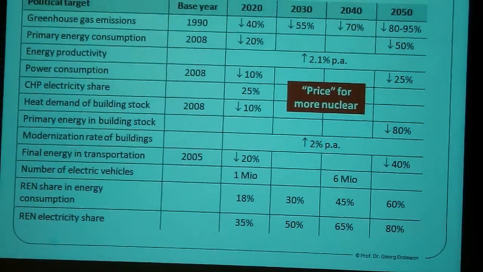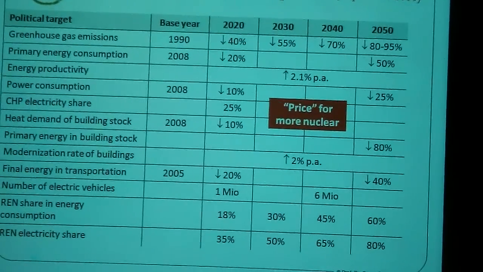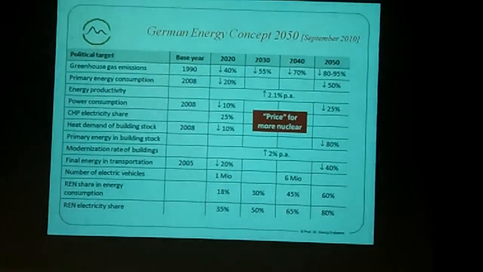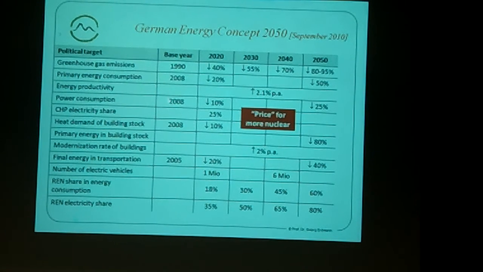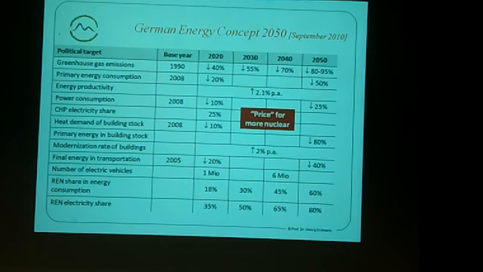And of course this was decided in September 2010. The government wanted to extend the operation of nuclear, so all these targets are somehow, I call it, the price for more nuclear. But then came Fukushima, and the government withdrew the extension of nuclear power. So we now have a phase out of nuclear power.